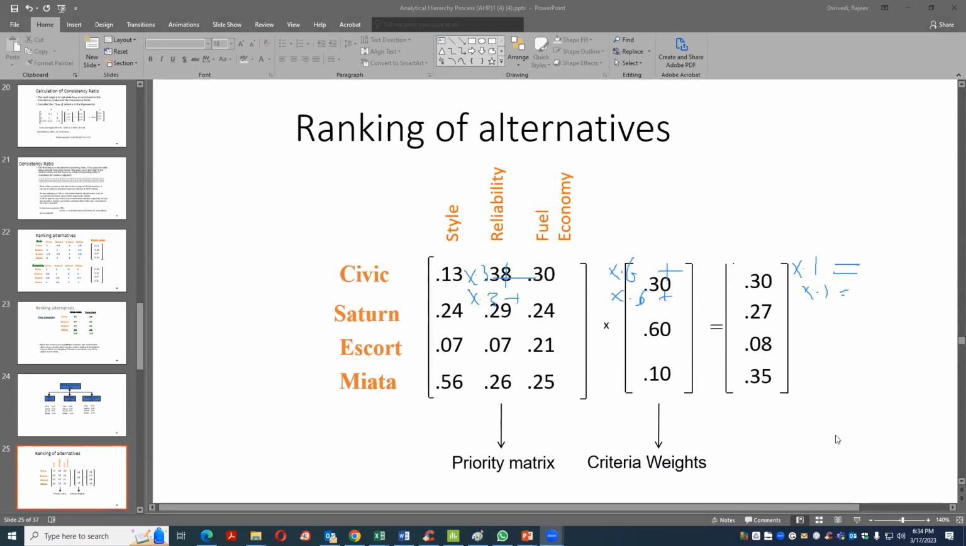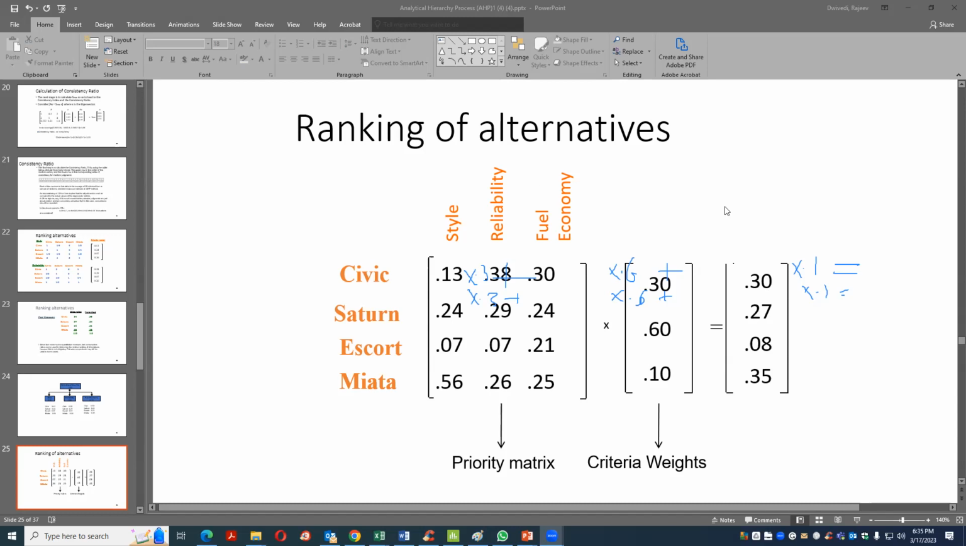Overall, you can see now you have the right place to make the decision. Civic is overall 30%, Saturn is overall 27%, Escort is overall 8%, and this one is 35%. And total, if you see, all of them is 100%. Now you have the final decision. If you are going to buy, the first option is Miata. The second option is Civic. The third option is Saturn, and the fourth is Escort. So you can make your decision. You can also prioritize which is number 1, number 2, number 3, and number 4.